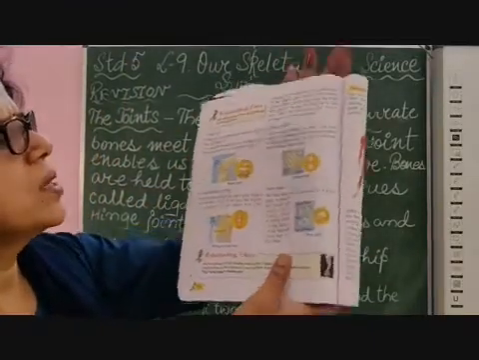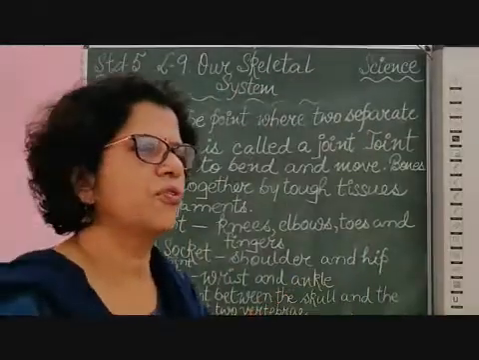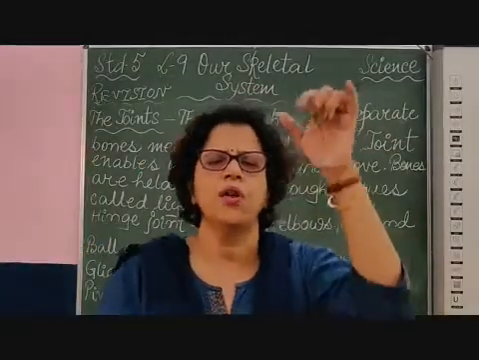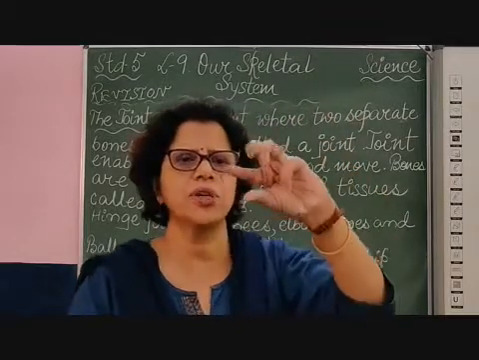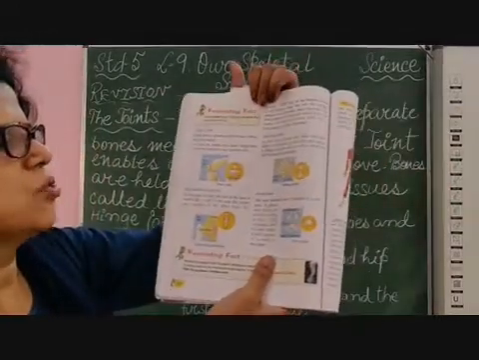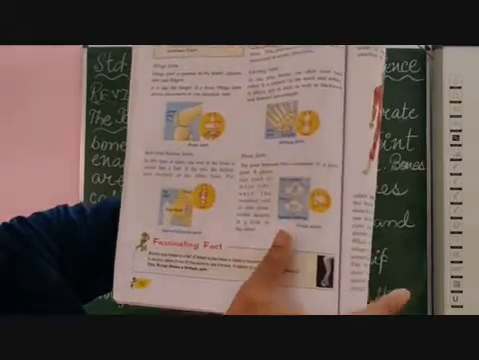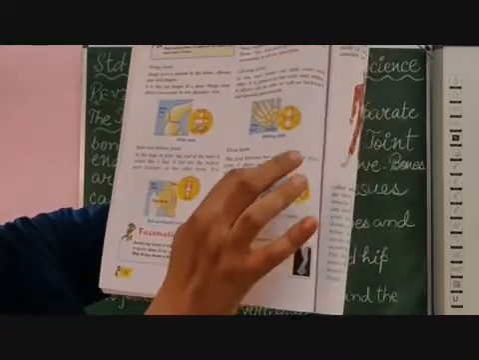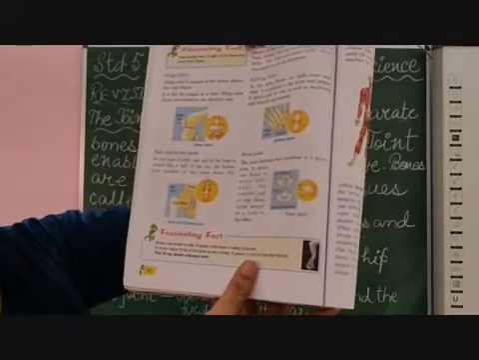And the last one is your pivot joint, the joint between the first two vertebrae of your vertebral column and your skull. The first one is called the atlas, and it is the pivot joint. It allows our head to move sideways. As you can see, children, at the top end, see the bones, how it is rounded, one bone twists on the other.